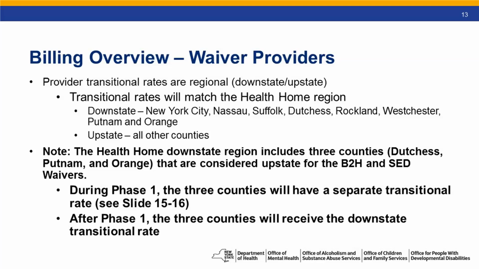The provider transition rates are regional, downstate and upstate, and these rates will match the health home regions, so the rate codes will be the same. And for the health homes, downstate is New York City, Nassau, Suffolk, Dutchess, Rockland, Westchester, Putnam, and Orange, and upstate is all other counties. However, we noticed when we were setting up these rates that the health home downstate region includes 3 counties, Dutchess, Putnam, and Orange, that are considered upstate for both C2H and SED waivers. So during phase 1, the 3 counties will have a separate transitional rate, and you'll see that on the following 2 slides. And after phase 1, the 3 counties will receive the downstate transitional rate.